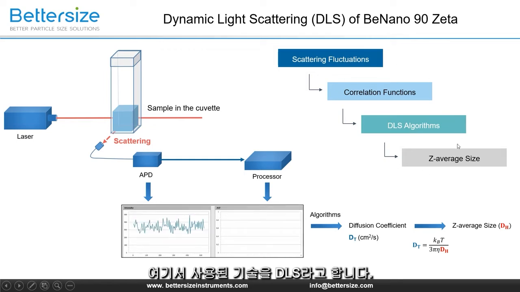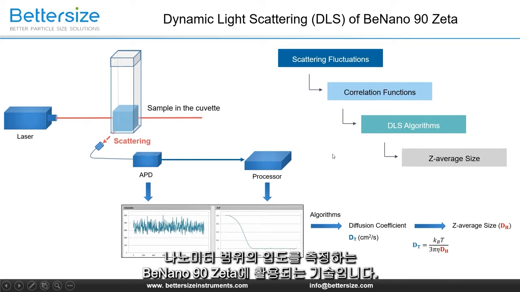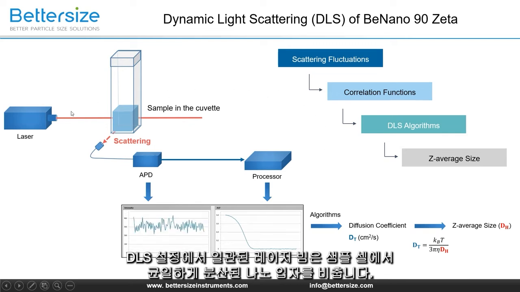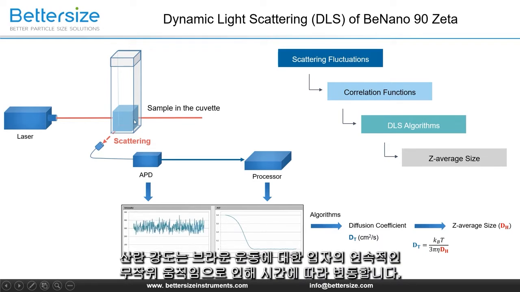Here the technique used is called DLS. It's a technology utilized in the BeNano 90 Zeta that measures the sizes of particles in the nanometer range. In a DLS setup, a coherent laser beam illuminates the uniformly dispersed nanoparticles in the sample cell. The scattering intensity fluctuates over time due to the continuous random walk of particles undergoing Brownian motion.